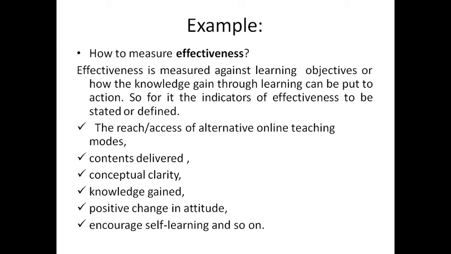Some of the indicators, for example, are the reach or access of alternative online teaching modes, quality of contents delivered, conceptual clarity, knowledge gained, positive change in attitude, encouraging self-learning, and so on. So these can be some yardsticks or indicators for measuring the effectiveness of online teaching and learning.